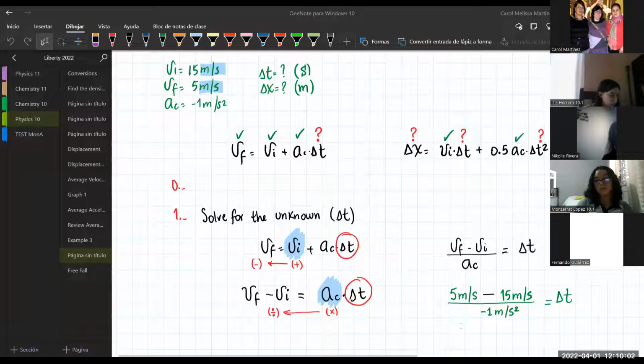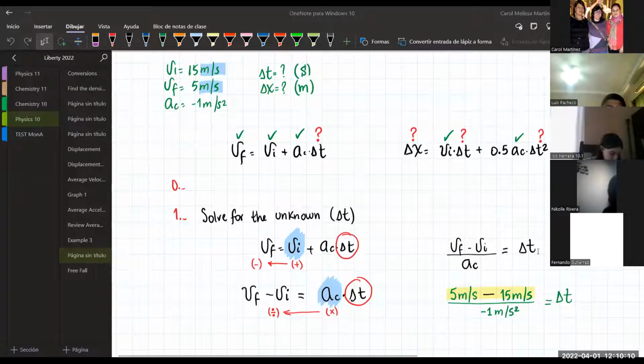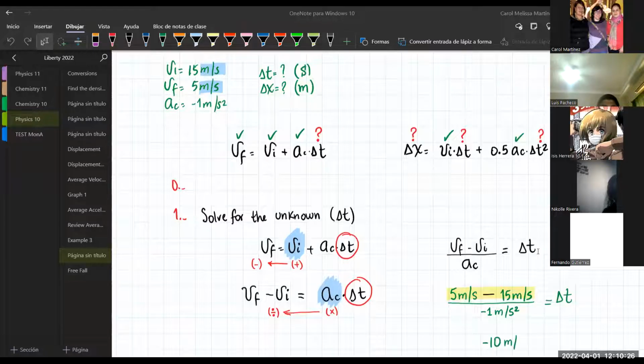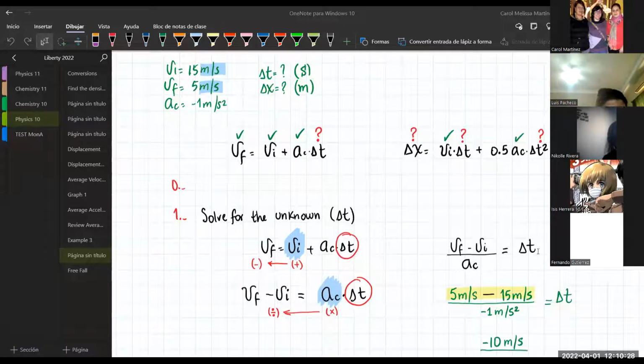and we see 5 minus 15, how much is that? -10. It is important that you don't forget to write the sign. If you forget, it's going to give you a negative time. And remember what I told you about the negative times. So 5 minus 15 is going to give you -10 meters per second divided by -1 meters per second squared. This is equal to the time.